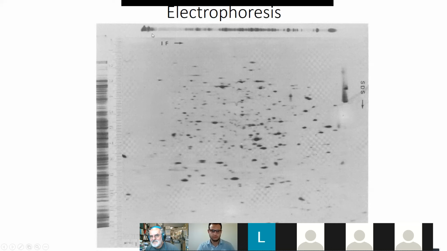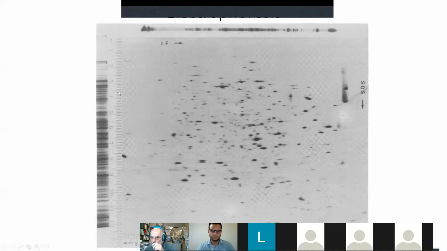So starting in 1975, lots of people started doing 2D gels. You would run a focusing dimension. The pH range over which you ran it depended a lot on what you were running.